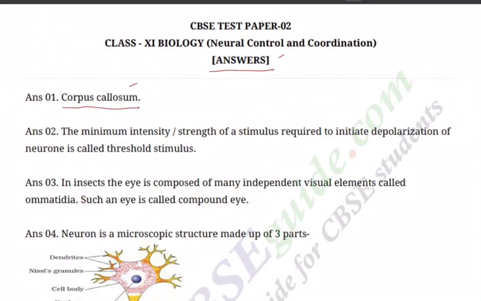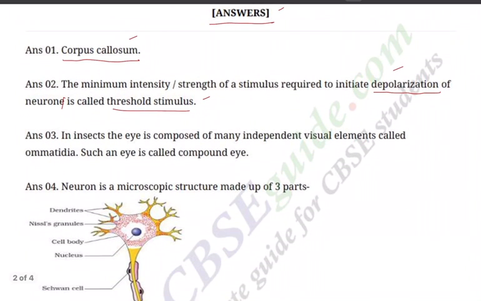Now first question, corpus callosum. This joins the two cerebral hemispheres. Corpus callosum. Question 2. The minimum intensity or strength of a stimulus required to initiate depolarization of a neuron is called threshold stimulus. And remember, when we are talking of depolarization, we talked about 3 things: depolarization, polarization, repolarization. These are the 3 things that you must remember.